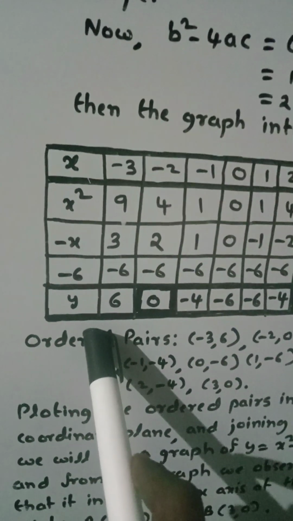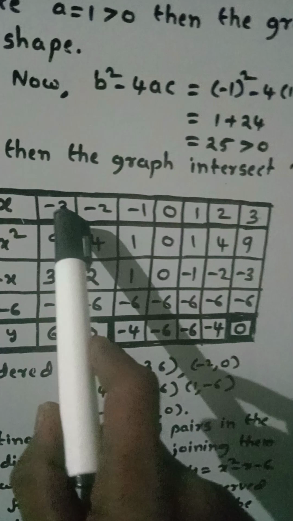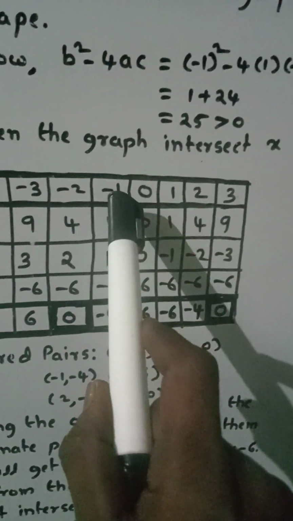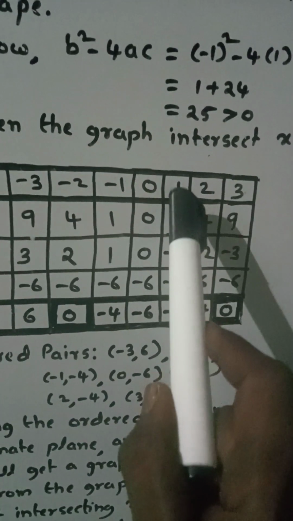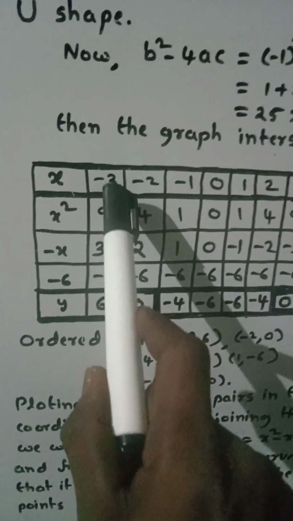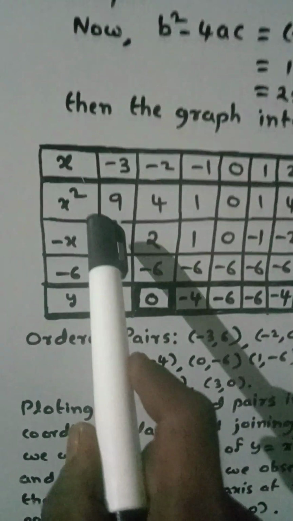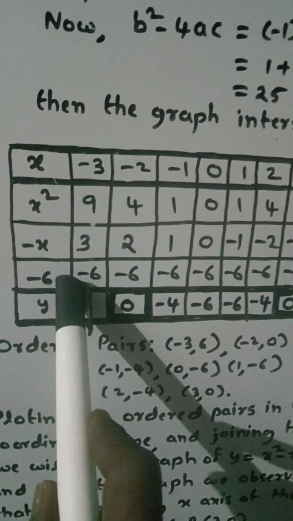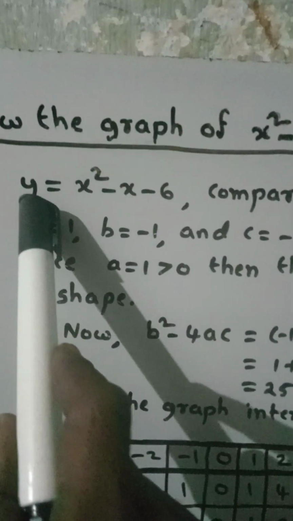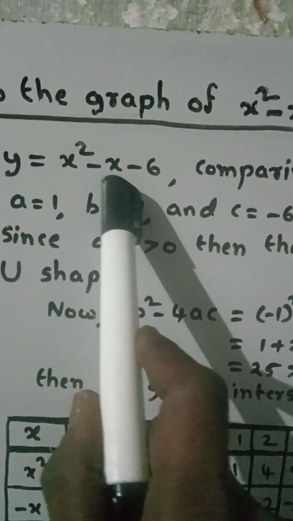In the place of x, you can take any numbers. I'm taking some negative numbers, minus 1, minus 2, minus 3, and some positive numbers, 1 to 3. Using these x values, we have to find the values of these three terms, x square, minus x, and minus 6, and after that we will find the value of y, which is nothing but the sum of x square minus x minus 6.